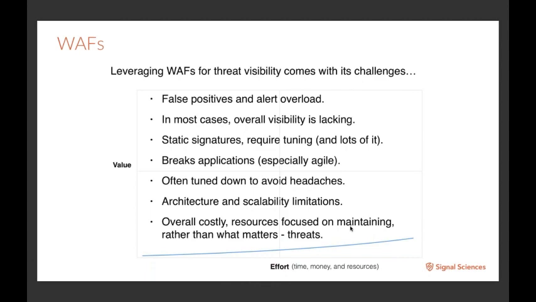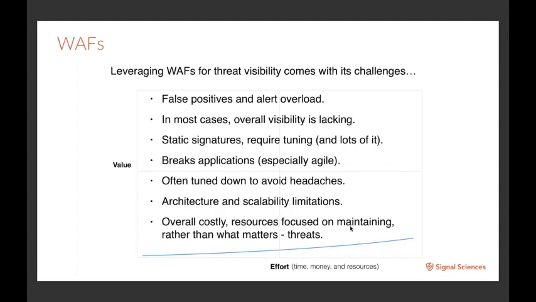So WAFs, web application firewalls, are another way to attempt to get visibility and potentially even mitigation in production for your web applications. However, they're well known for false positives and alert overload, and in most cases the visibility is lacking, meaning you have a central console that you can't give more than the security admins access to. It's not something you can really delegate access to or use to share that information with people. It's based on static signatures, which requires a lot of tuning to avoid false positives and to avoid breaking applications, especially in agile environments. A lot of tuning is required to not break those applications, but it does happen.